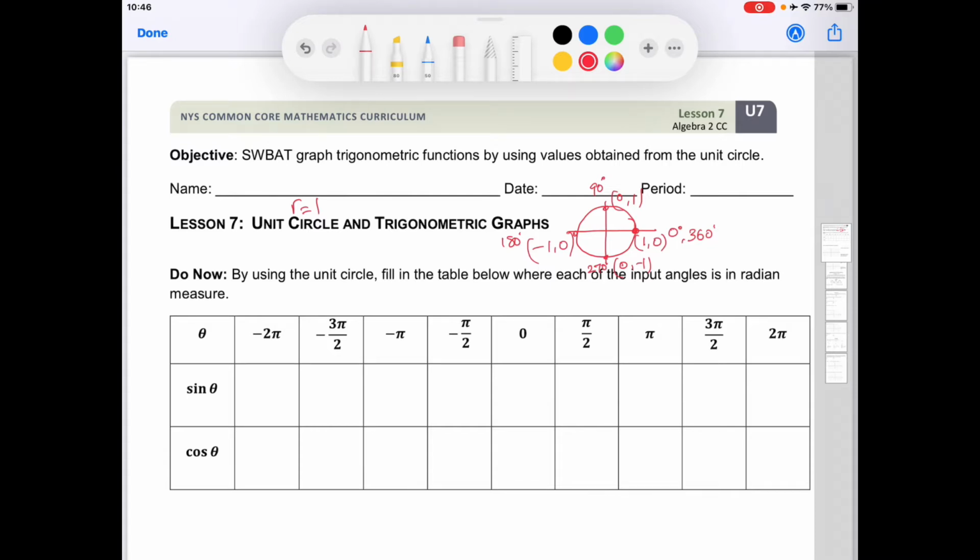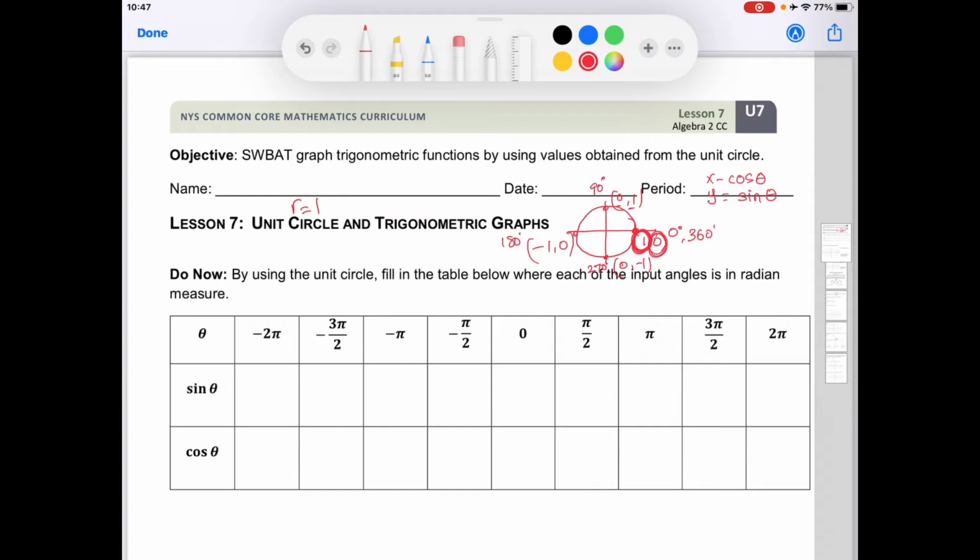So these are your quadrantal angles, right? How do they help us? Because we know our (0, 1). Our x coordinate is your cosine value, and y is your sine value, right? So let's say if I said over here 1, cosine of 0 is 1, because cosine is your x. If I said 0, sine of 0 is 0.